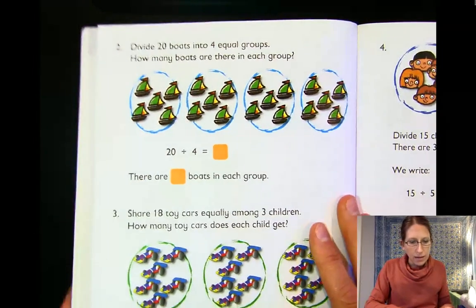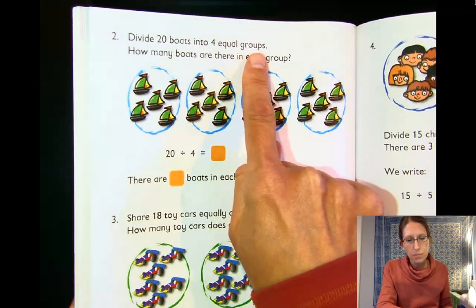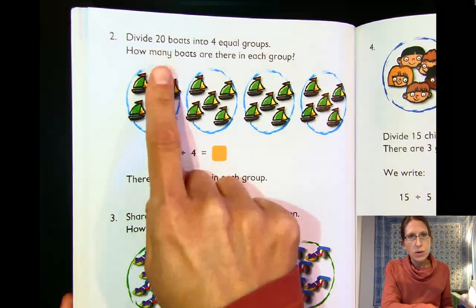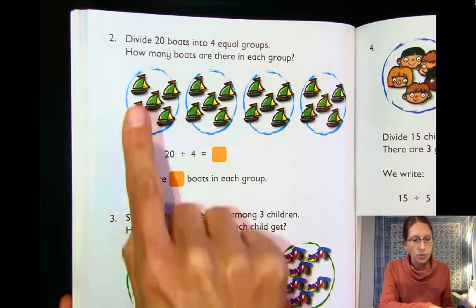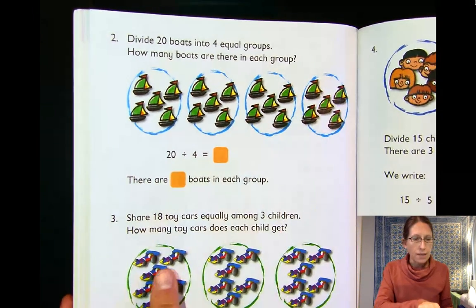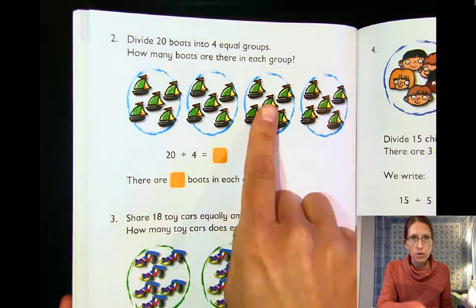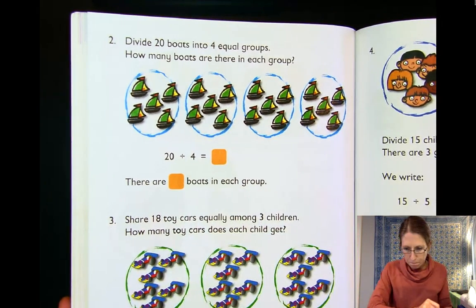So yesterday we were talking about dividing into equal groups. So again, if we had 20 boats and we needed to put them into 4 equal groups, we could put one here and one here and one here and one here. And then we could put 2 here and 2 here and 2 here. And we kind of just keep sharing until we run out of boats.